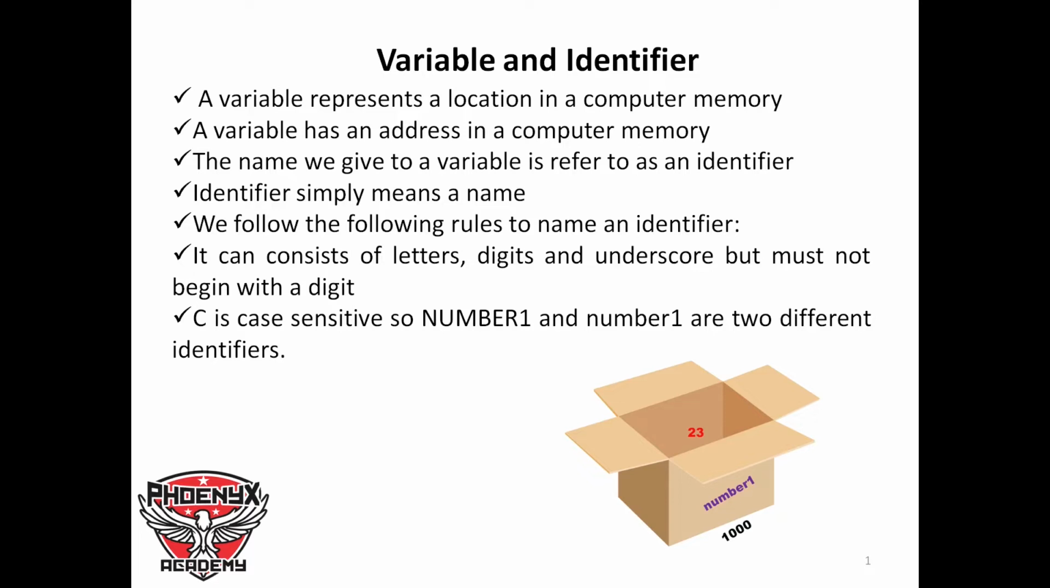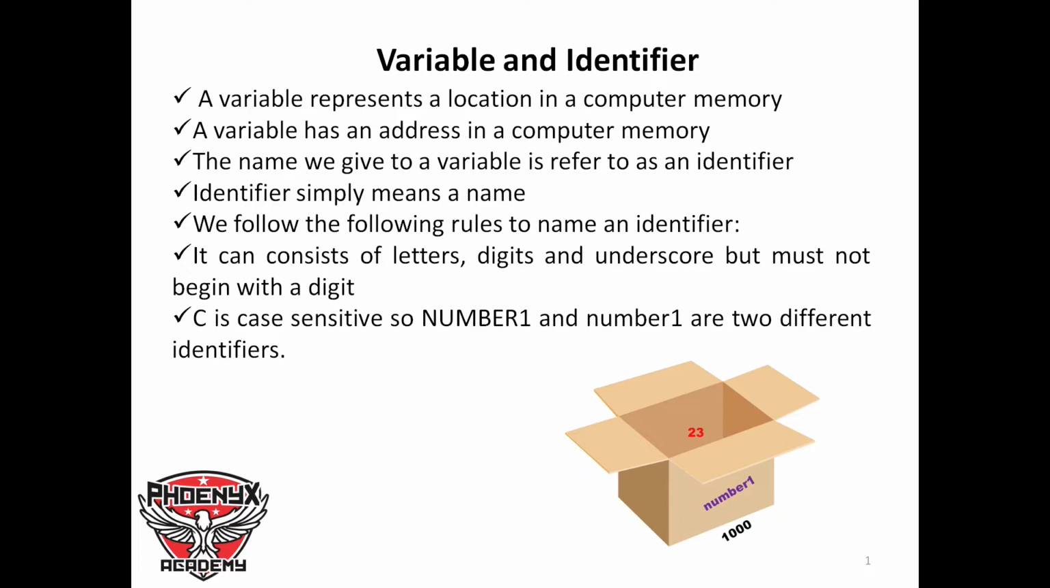And we follow the following rules to name an identifier. It can consist of letters, digits, and underscore, but it must not begin with a digit. Like in this case, our number 1 consists of the digit 1, but it must not start with the digit 1. And also C is case sensitive. So number 1 with uppercase letters and number 1 with lowercase letters are two different identifiers.